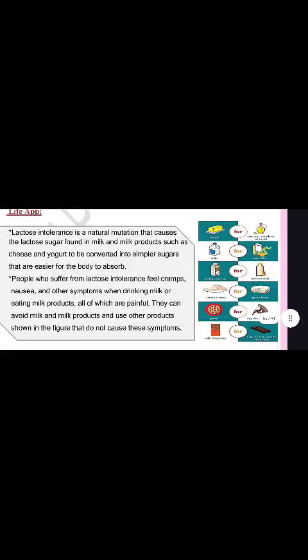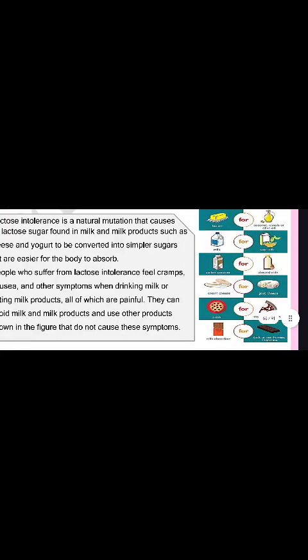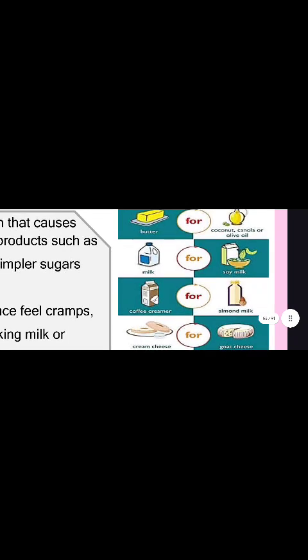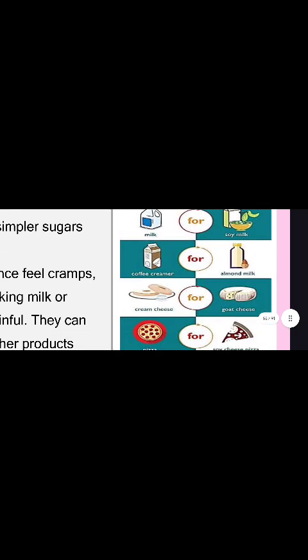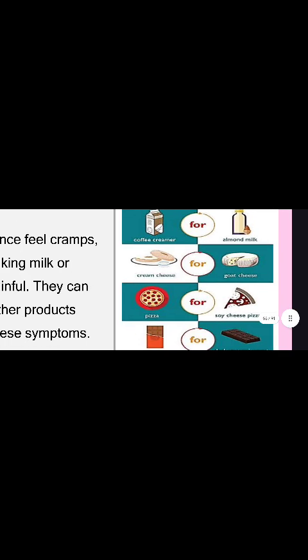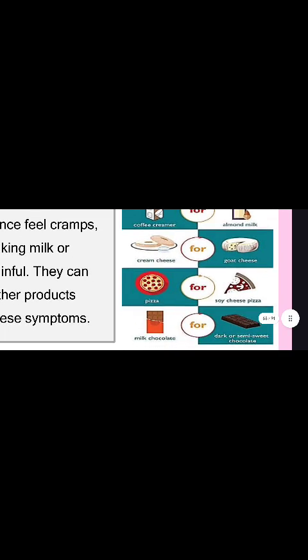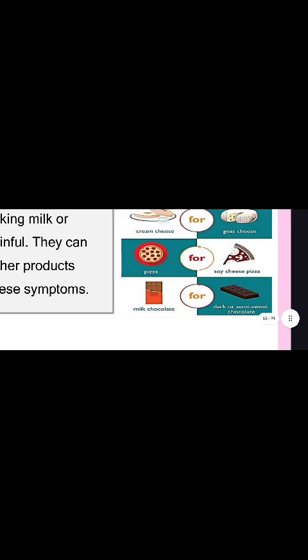So instead of using butter, they can use olive oil. Instead of using milk, they can use soy milk. Instead of using coffee creamer, they can use almond milk. And instead of using cream cheese, they can use goat cheese. Instead of using pizza, they can use soy cheese pizza. Instead of using milk chocolate, they can use dark chocolate.